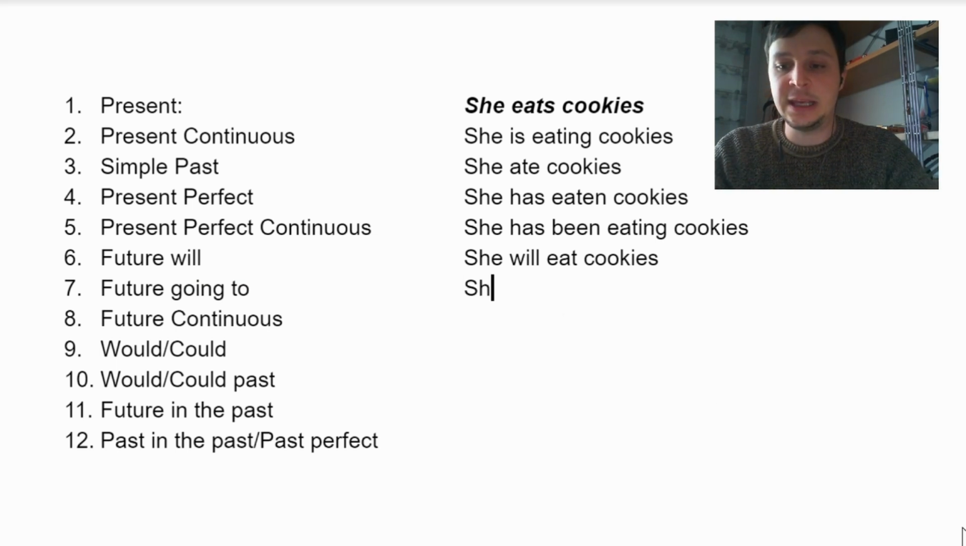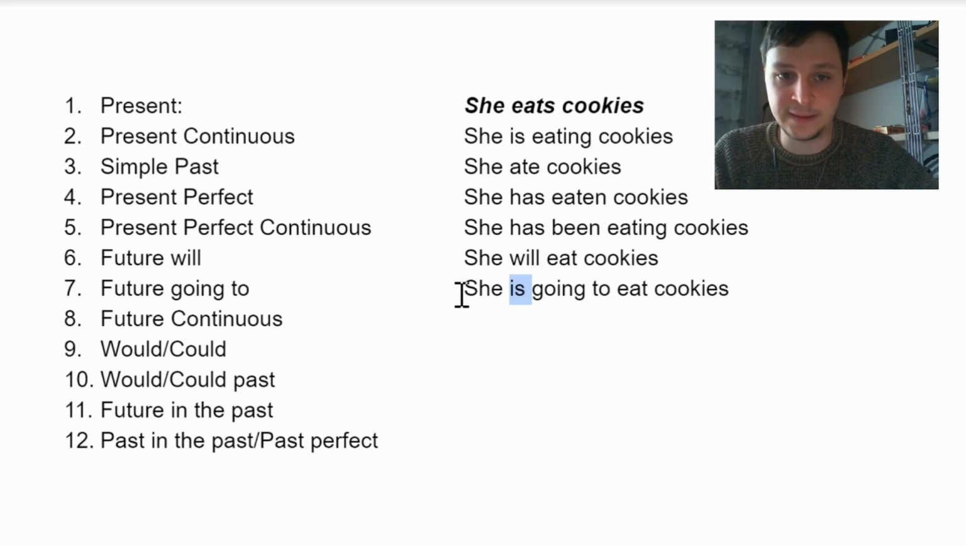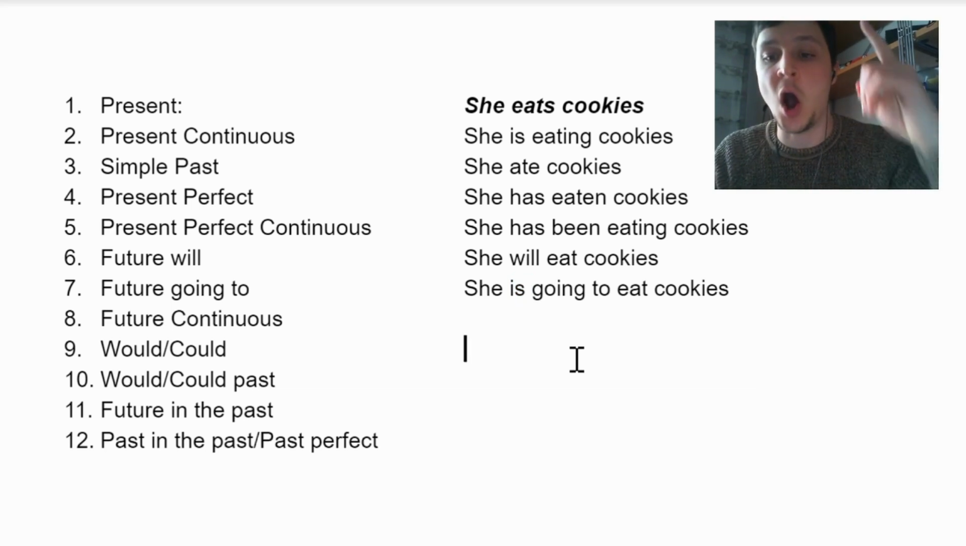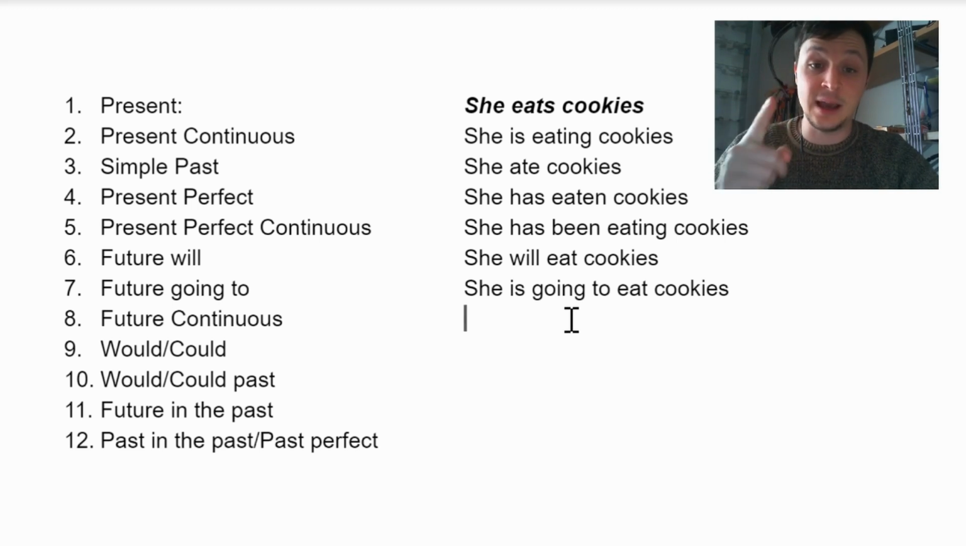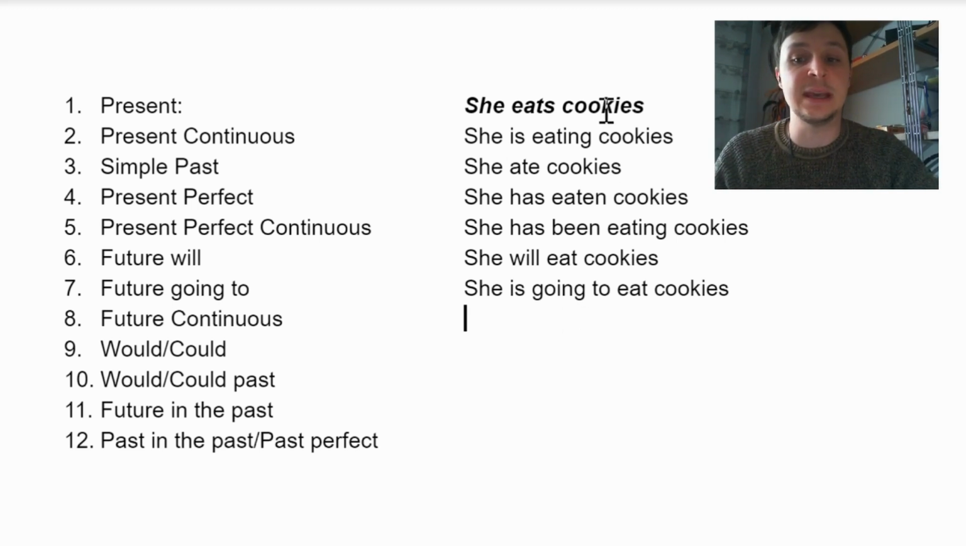A little bit more challenging, going to. So she is going to eat cookies. Similar to a continuous, you must use essere to be. So if it's she is going to eat cookies, or I am going to eat cookies, or you are going to play chess, okay? She is going to eat cookies. And remember to watch the end of the video because we will do the abbreviations for these, okay?